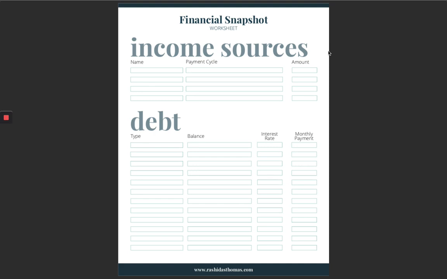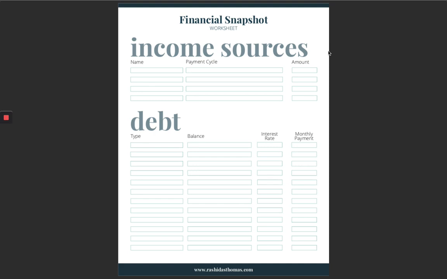So first is the financial snapshot worksheet, and you start by filling out what your income sources are. Whether that be your 9 to 5, if you're an entrepreneur, your business, or any type of payment such as maybe alimony, things of that nature, go ahead and put the name. So employer, it may be AT&T, or put your business name in there.